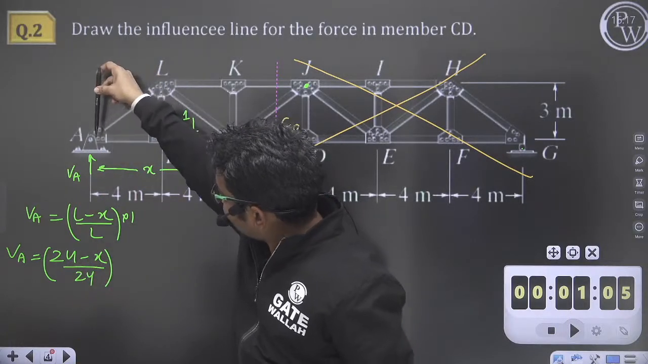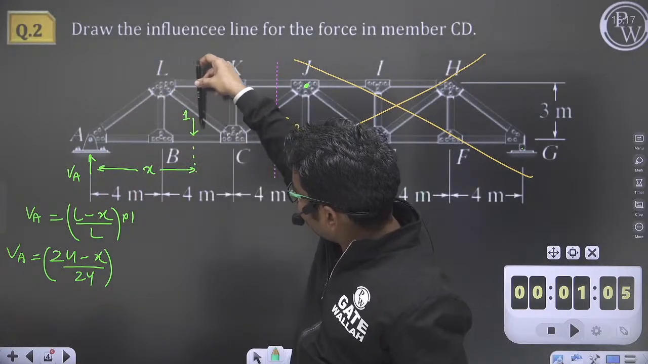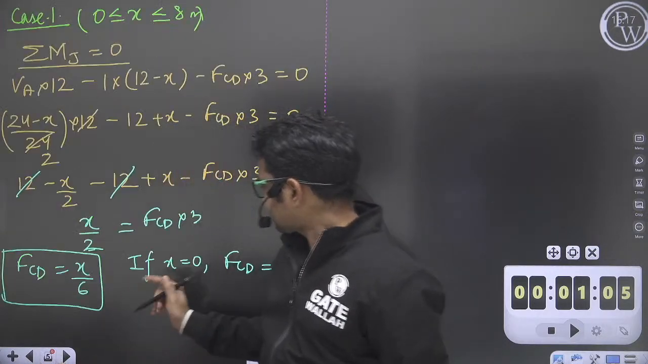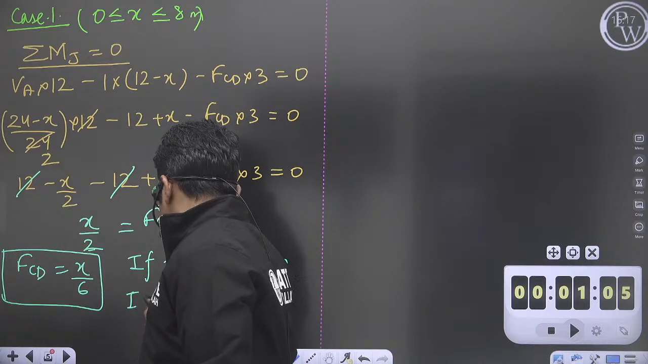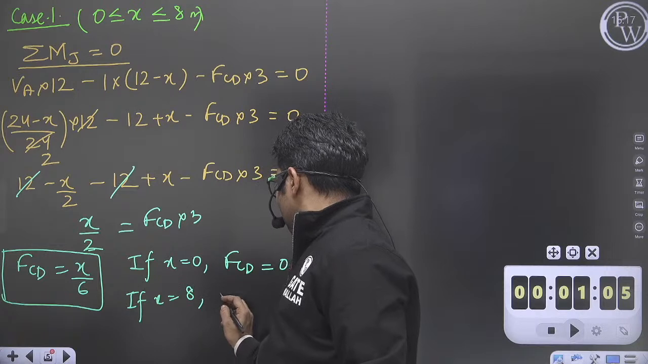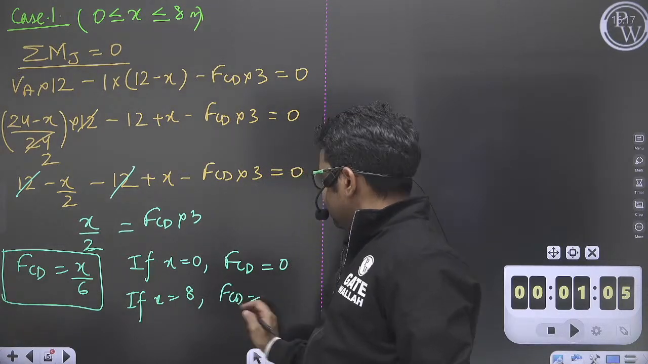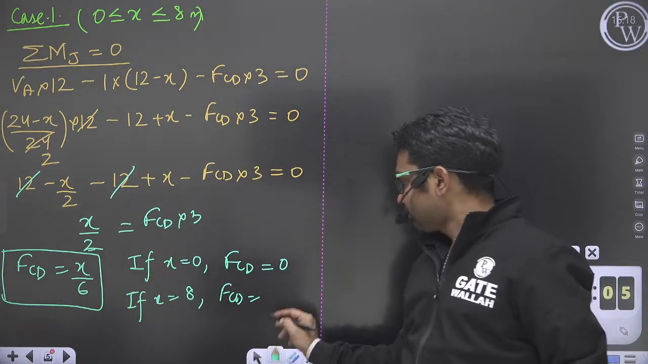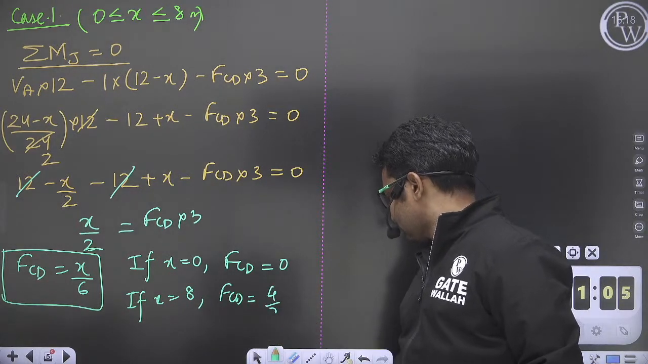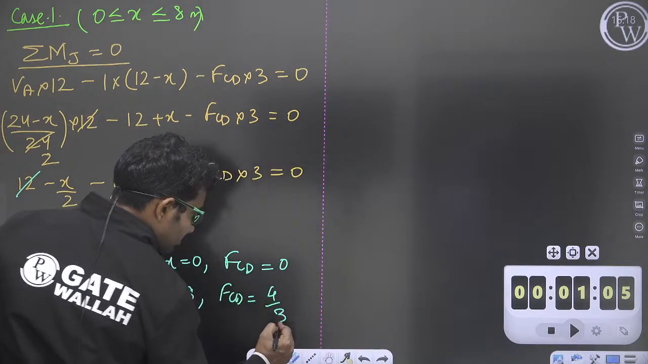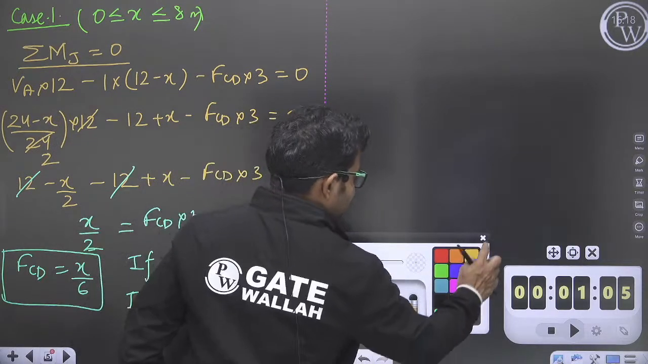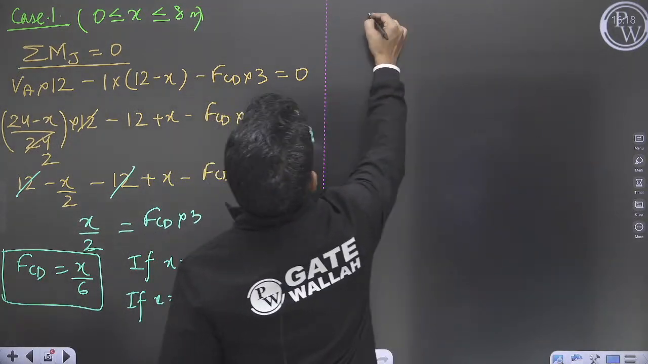And when load is moving and coming up to the point C, when load is acting at point C, then the value of x will be 8 meter. So x equal to 8 meter, FCD will be equal to 8 by 6. That means it will be 4 by 3. So these are the critical values in case 1. Now let's move on to case 2.